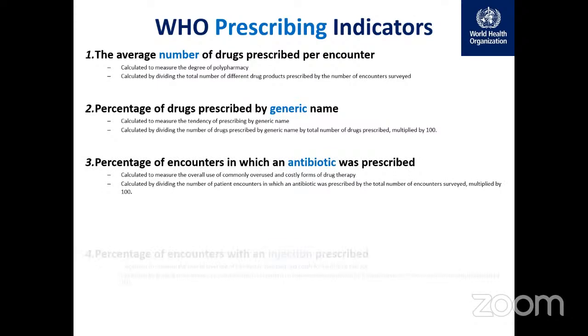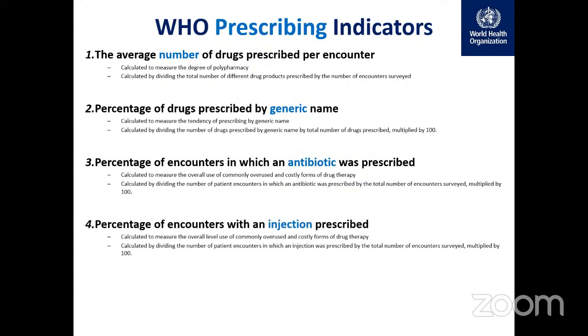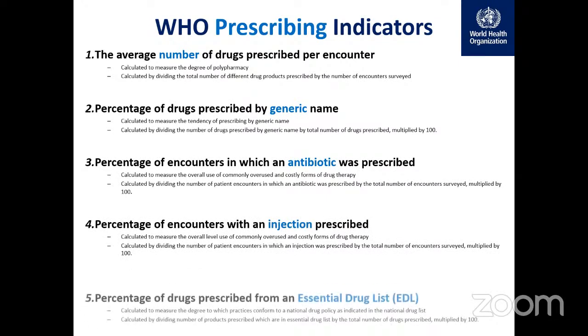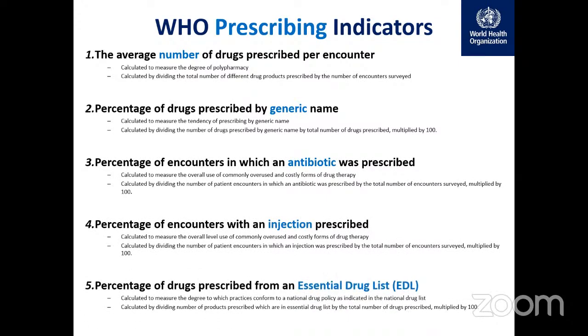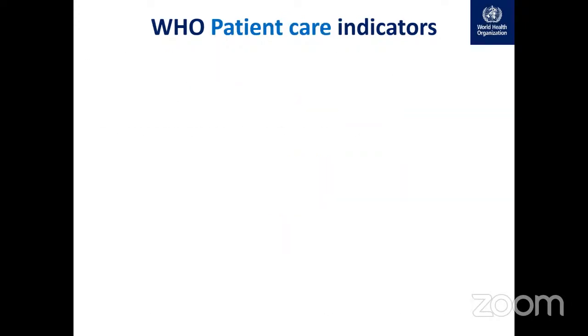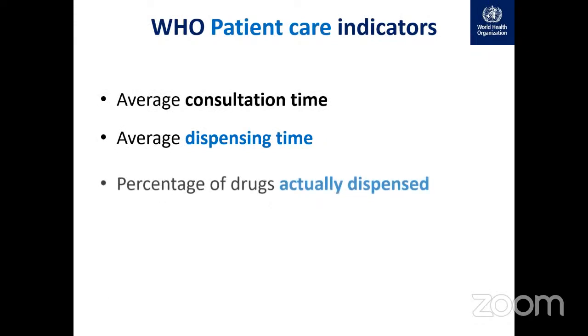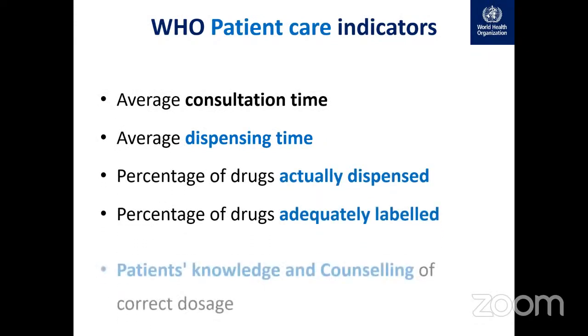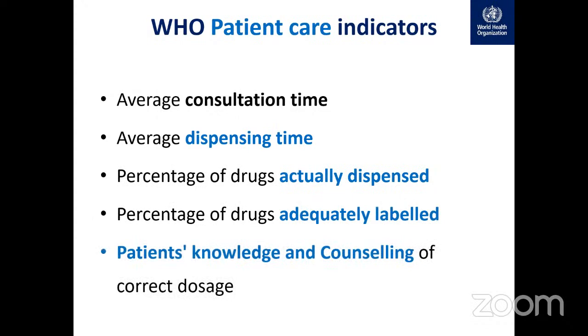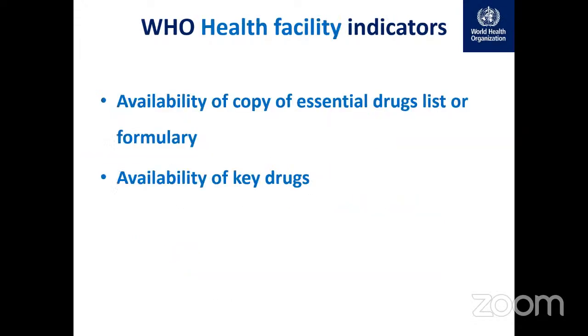Antibiotic prescribed, again the role of the pharmacist. Injections, role of pharmacist. Then essential drug list, whether they are from the essential drug list or not. So again the role of the pharmacist. Then average consultation time, dispensing time, actual dispensing, adequately labeled, all these have a role of the pharmacist. Availability of a copy of the essential drug list and availability of the key drugs.